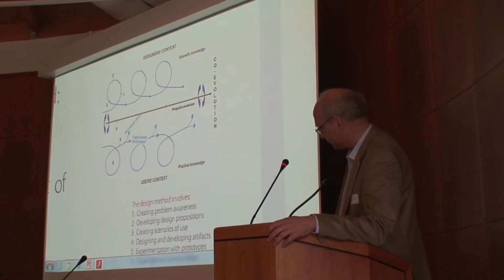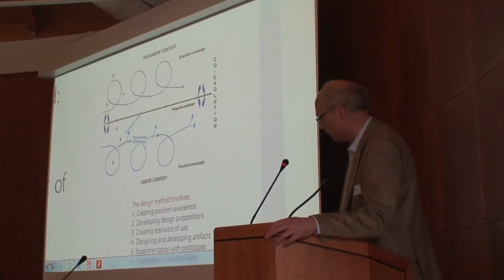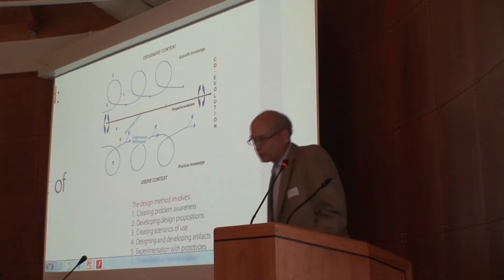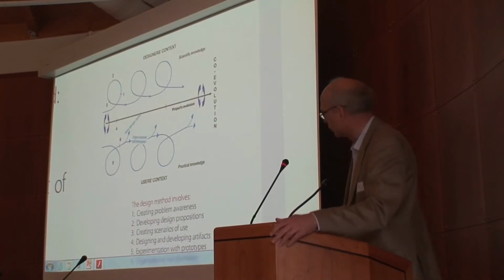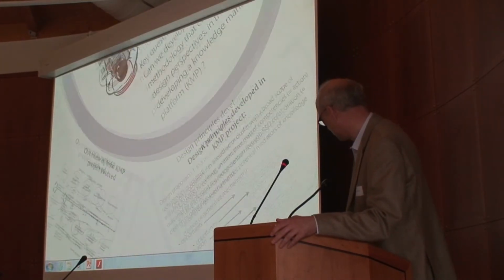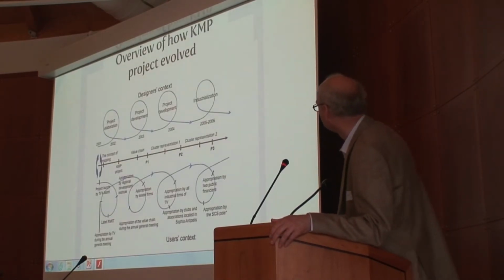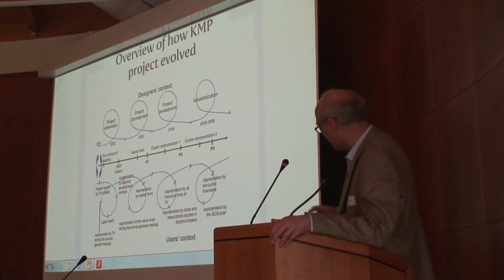Going from creating problem awareness, developing design propositions, creating scenarios of use, designing and developing artifacts, experimentation with prototypes, and the last point 6 is organizational transformation. Organizational transformation, which is not on the slide here. Sorry, here. Right. So those 6 steps essentially are repeatedly taken.